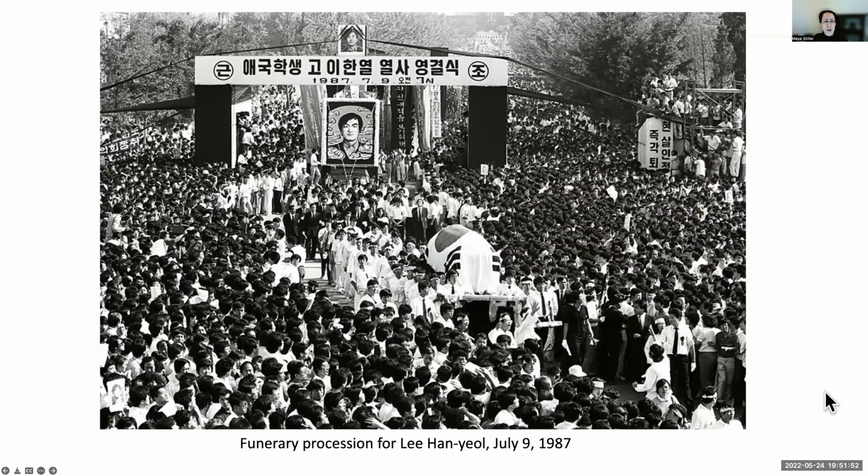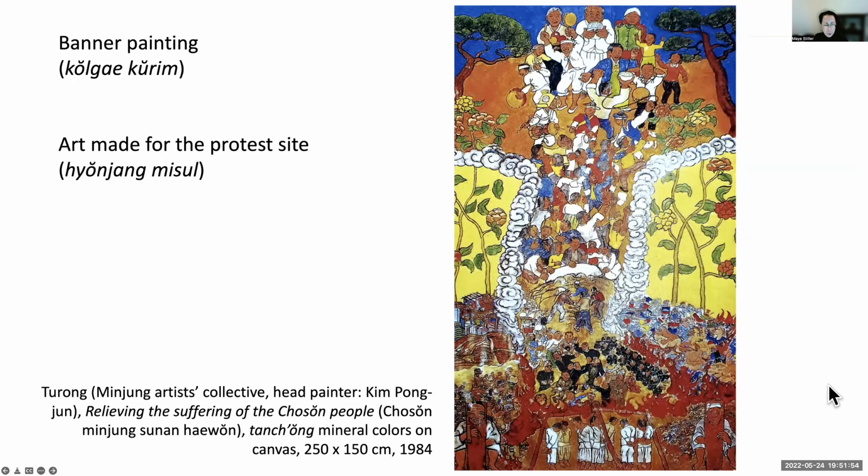Okay, moving on. So we discussed Madangguk, we discussed songs, Minjung Gayo, protest songs, and in the documentary footage that we saw earlier, there were the performers dancing in front of a very tall banner painting, right? And this painting here, that you can see on this slide, is titled "Relieving the Suffering of the Joseon People," and that's just another excellent example of this type of painting, which is known as golge kurim in Korean, or banner painting.